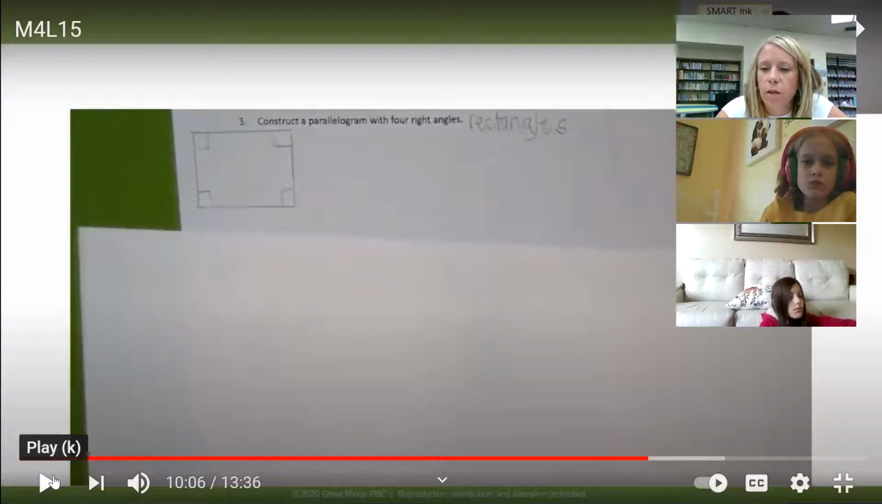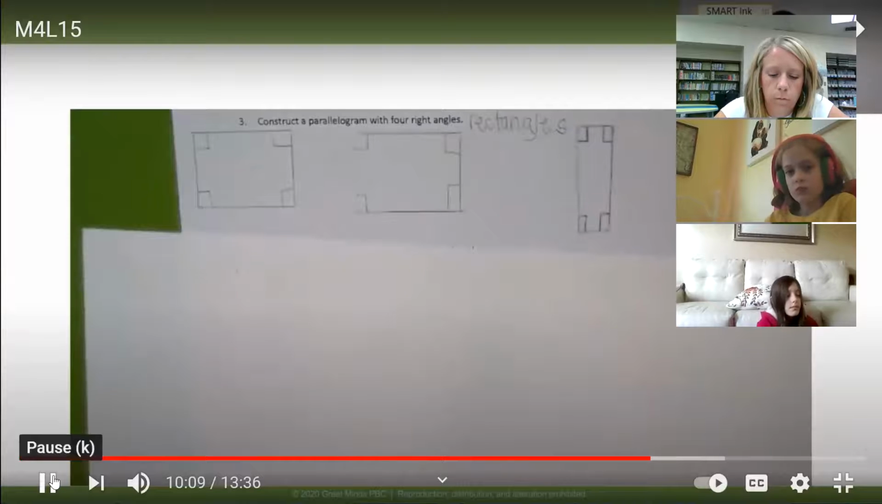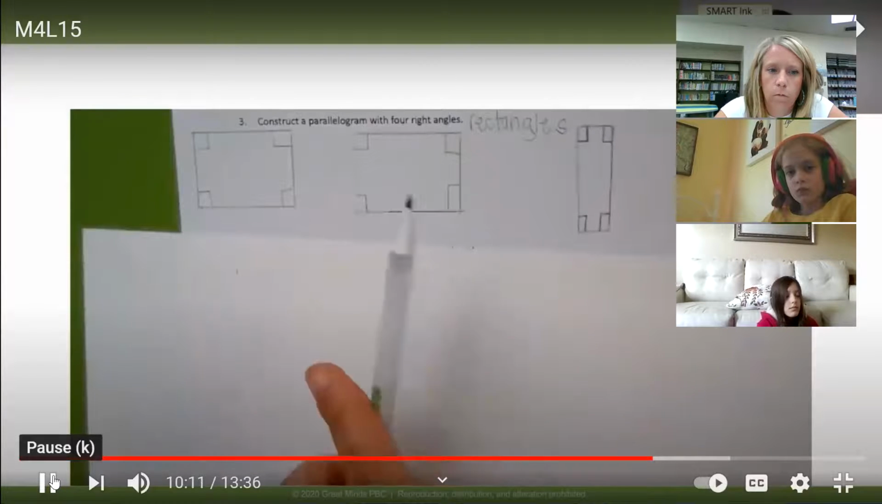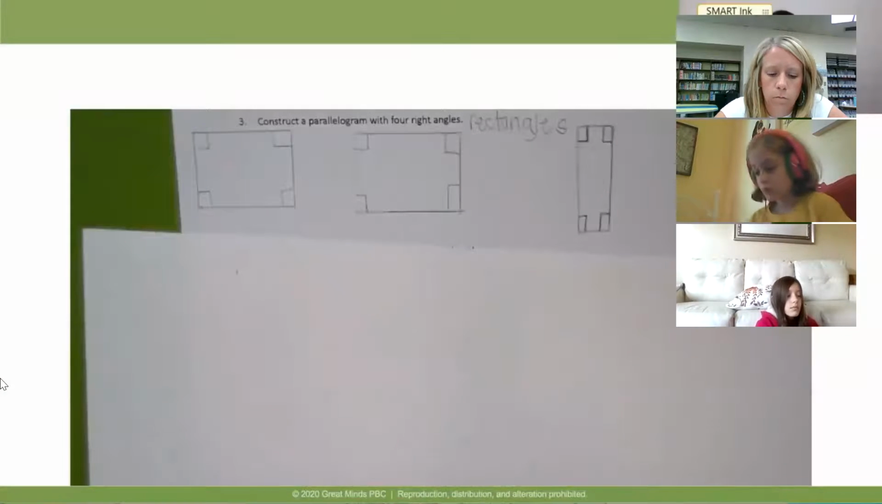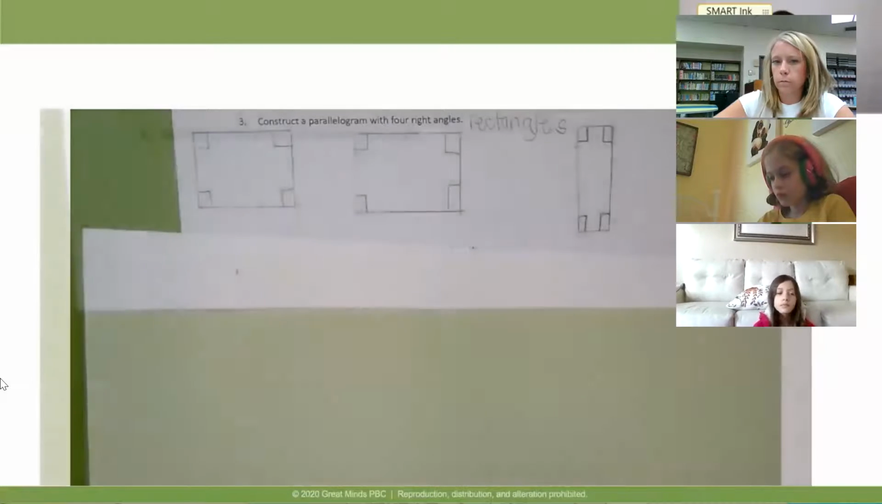Okay, I'm going to play it so you can compare your parallelograms with 4 right angles to hers. Welcome back. Here are the other 2 rectangles I constructed. Great work so far. Let's continue with today's work.